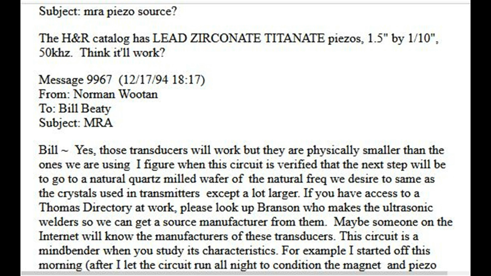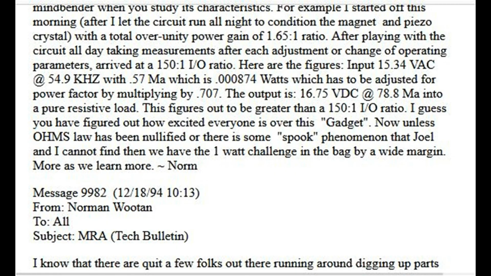This circuit is a mind-bender when you study its characteristics. For example, I started off this morning, after I let the circuit run all night to condition the magnet and piezo crystal, with a total over unity power gain of 1.65:1 ratio. After playing with the circuit all day taking measurements after each adjustment or change of operating parameters, I arrived at a 150:1 input/output ratio. Here are the figures.